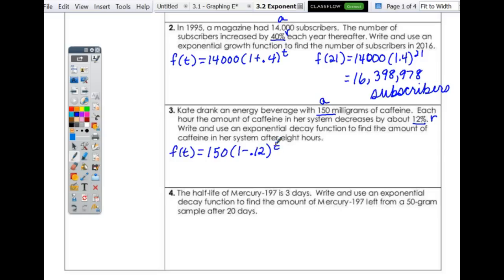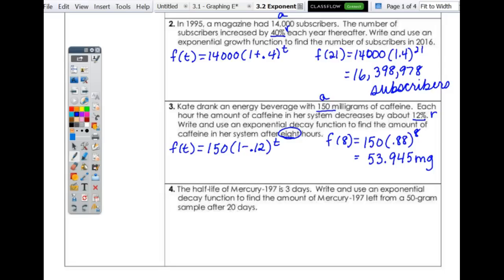So I want to know what is the t? Well, the t is 8 hours. So I'm finding f of 8, which is going to be 150 times 1 minus 0.12, which gives me 0.88, raised to the 8. Okay, so this isn't dollars, so we're always going to round to 3 decimals. Dollars we round to 2 decimals. Real things we truncate and make it a whole number, and everything else is going to be 3 decimal places.